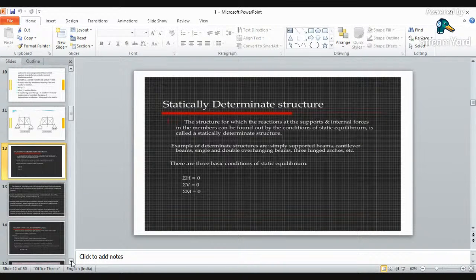We have seen that a statically determinate structure is a structure for which reactions at supports and internal forces in the members can be found by the conditions of static equilibrium. Examples of determinate structures are simply supported beams, cantilever beams, single and double overhanging beams, three hinge arches, etc.